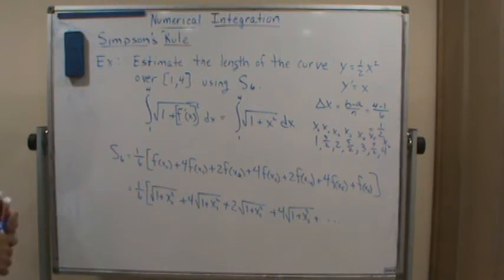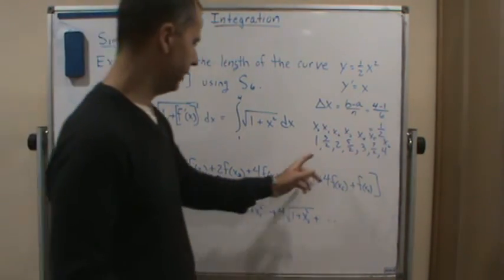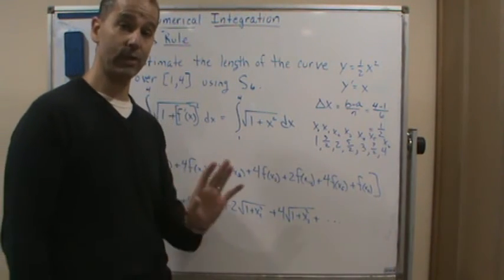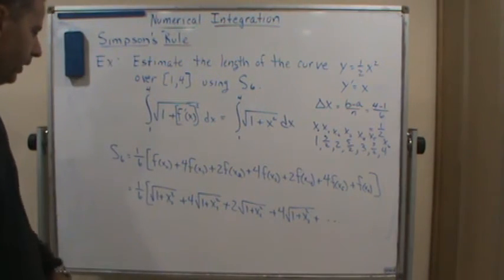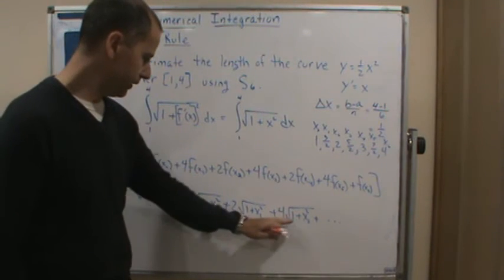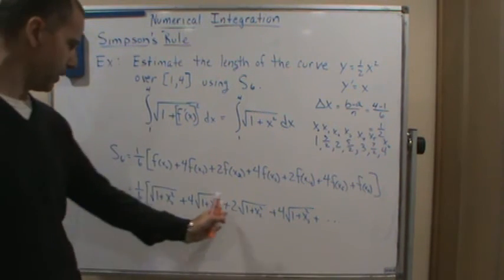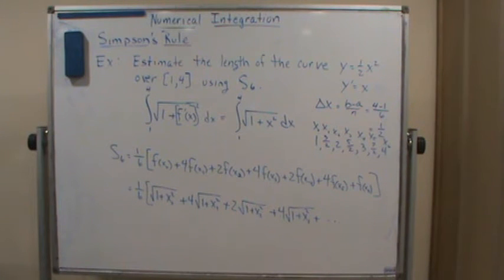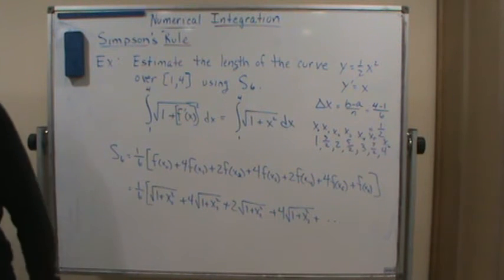Then what you have to do is plug in these values and use your calculator. This is one that I would definitely use the calculator for. So you'd calculate each one of these in your calculator, sum them up, and divide by 6. If you do that, you get an approximation of 8.14594.